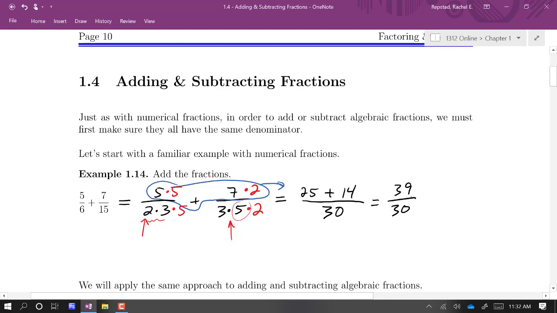And then the last thing you want to do is make sure that your fraction is reduced. A lot of the time there may not be any common factors, and what we have is already reduced. In this case, we actually can reduce because we can factor out a 3 from the top and the bottom, and we get 13/10.